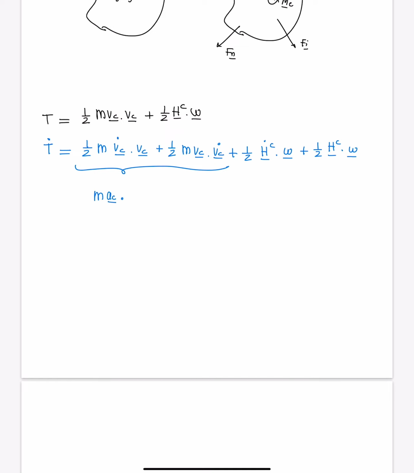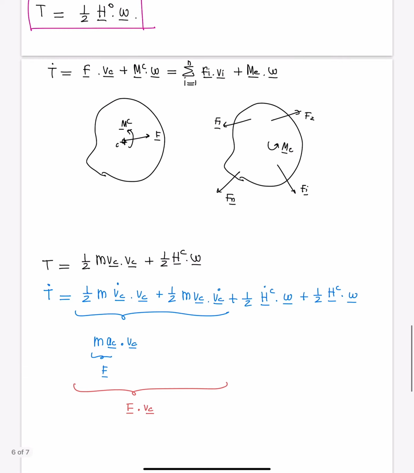a_c dot Vc. And we know from the balance of linear momentum that the mass times the acceleration of the center of mass is equal to the sum of forces acting on the system. So this term becomes equal to the sum of forces acting on the system, F dot Vc. Which is cool. That's the first expression I have here in this form of the expression of the kinetic energy.